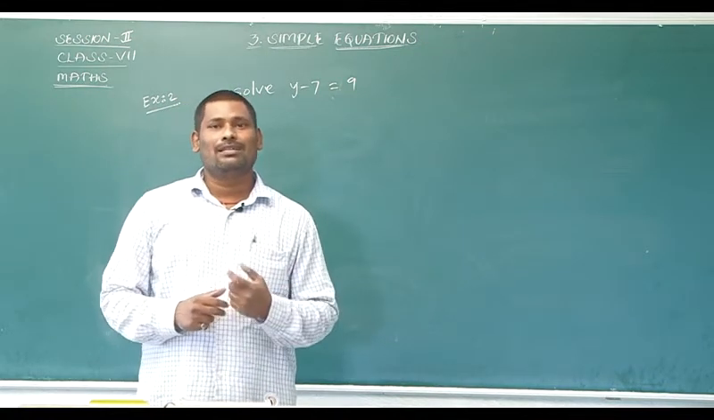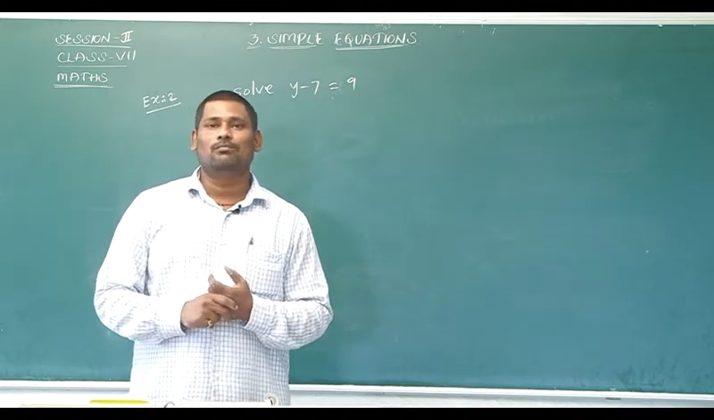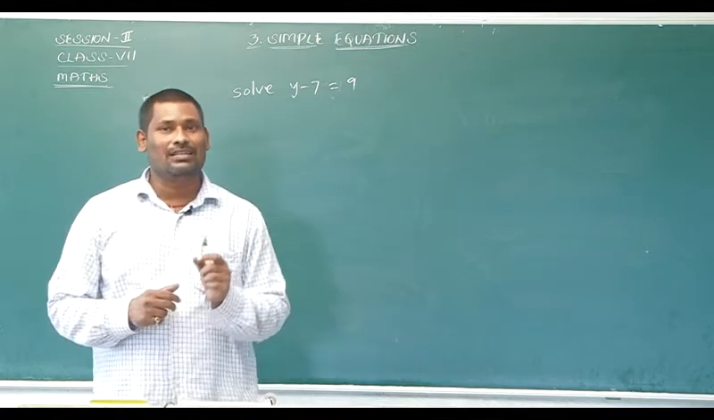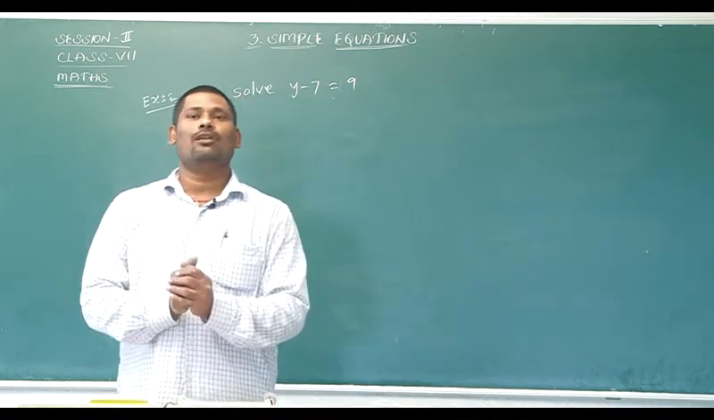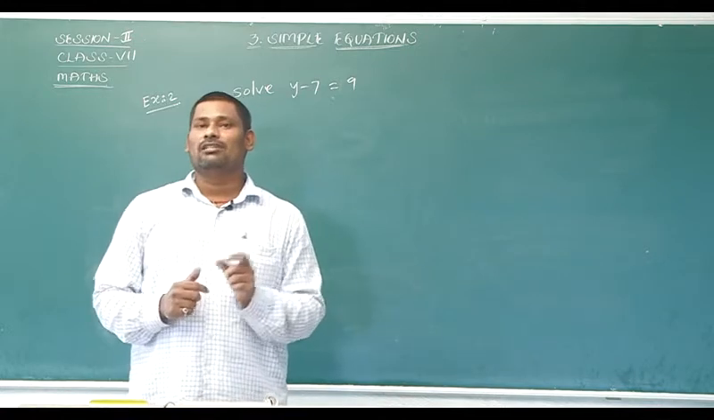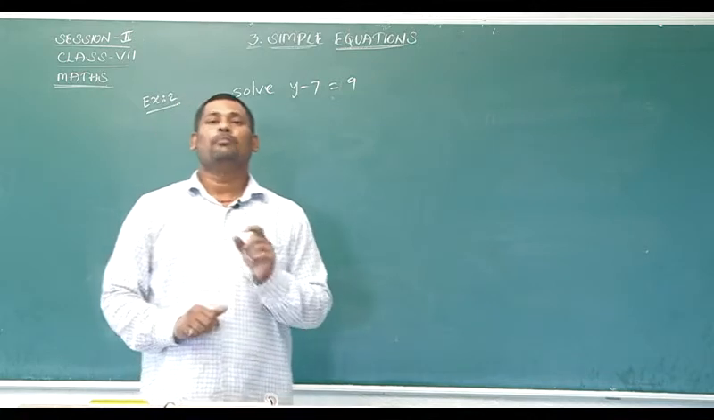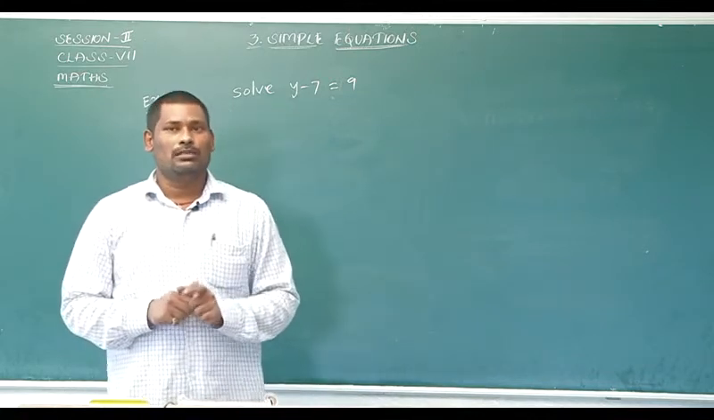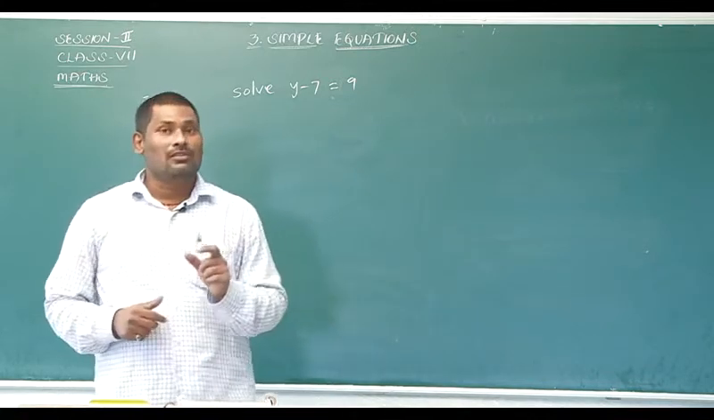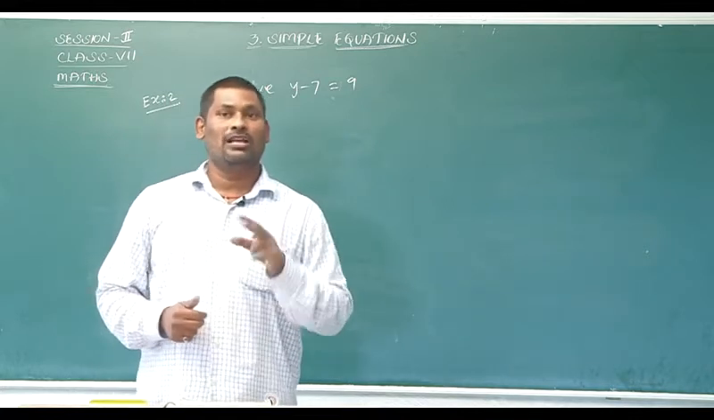An algebraic expression containing an equality symbol is called an equation. If the degree of the equation is 1, then that is called a linear equation. In that equation, if there is only one variable, that is called a simple equation. So we discussed simple equations and solved some equations also. Then we have seen two methods.